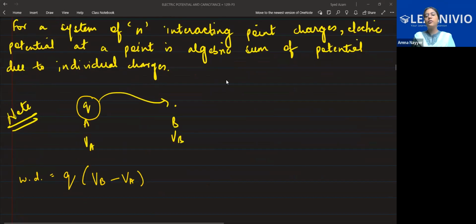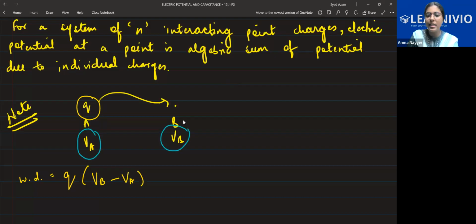Class, when we are calculating the work done, potential difference was work done by charge, right? So work done is charge into the change in potential, right? Suppose a charge is moved from point A to point B. The potential at A is VA and the potential at B is VB. So the change in potential will be VB minus VA. So work done will be Q into VB minus VA. Ubaidullah, have you written this? Yes, ma'am. Okay.